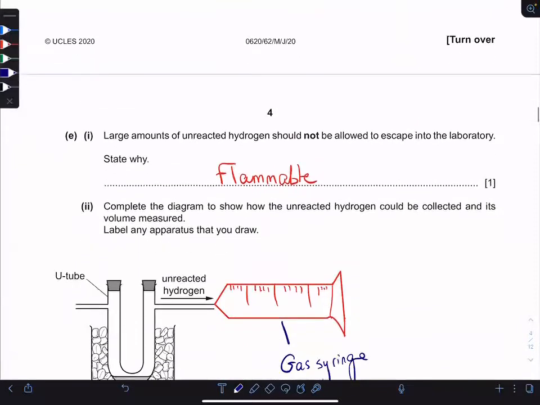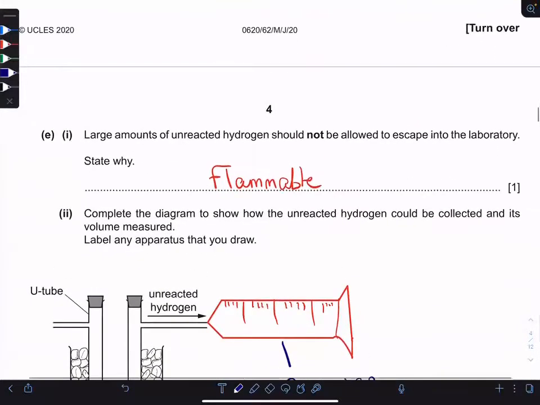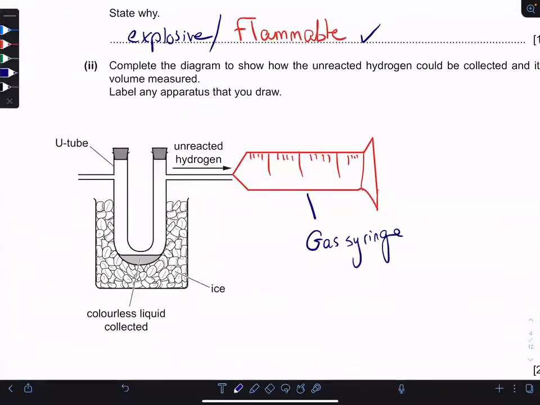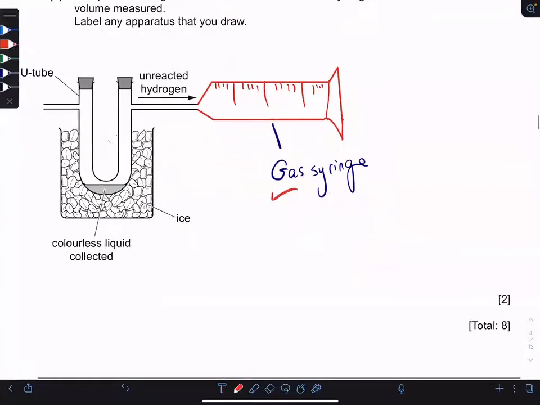Question, large amounts of unreacted hydrogen should not be allowed to escape. Why? Hydrogen is flammable, also explosive could be accepted. So you cannot let hydrogen leak. Then he wants a method for collecting and measuring the volume of the gas. Of course, a gas syringe is the best way to collect and measure the volume of the gas. And don't forget to label the apparatus, gas syringe, and draw it.